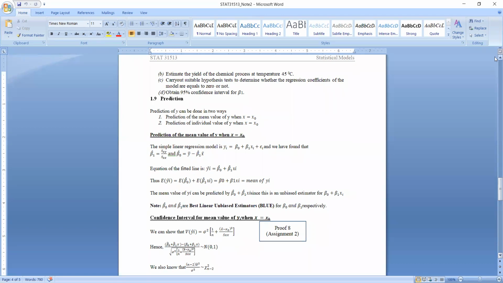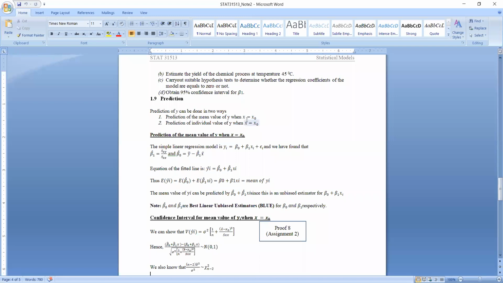So when it comes to regression, one of the main purposes why we are fitting regression lines is for prediction. We can forecast future values using our fitted line. So when it comes to prediction, there are two ways that we can predict. Using the fitted regression line, you can predict the mean value of y, that is the mean value of your response variable for a given value of x.